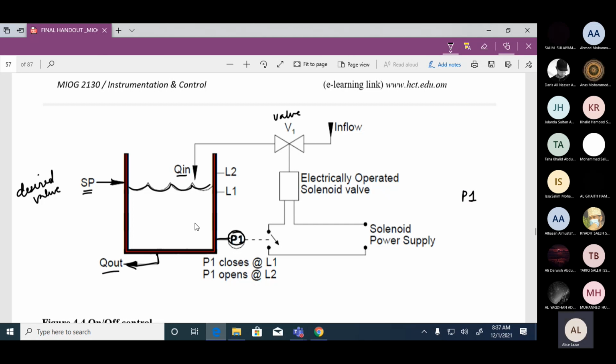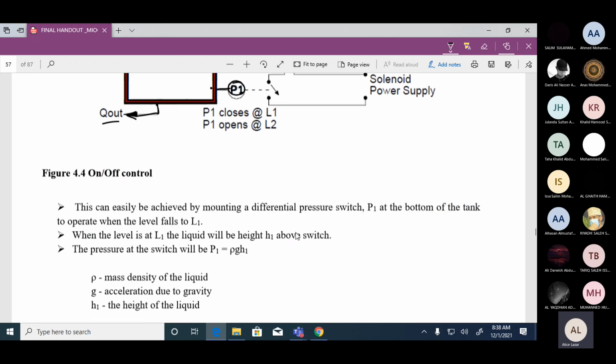Now what will happen? Every time the level of the water in this tank rises, the pressure at this point will also increase. If the tank is empty, the pressure will be equal to atmospheric pressure. But as the water starts to fill up, the pressure inside the tank will increase. That means the rise in pressure is the rise in level. How do we understand that logic?